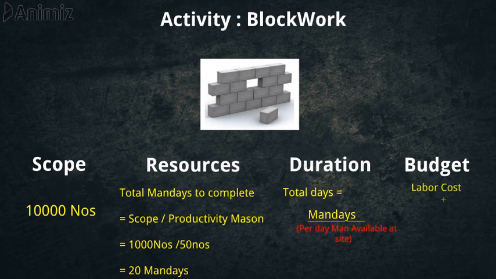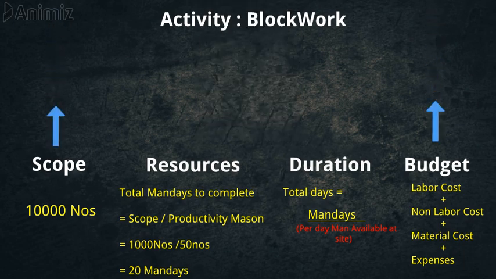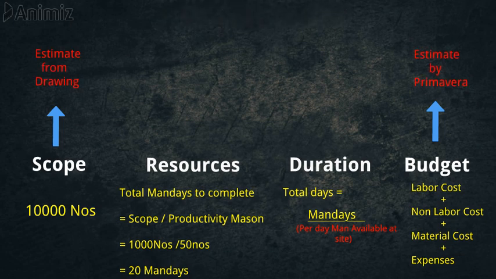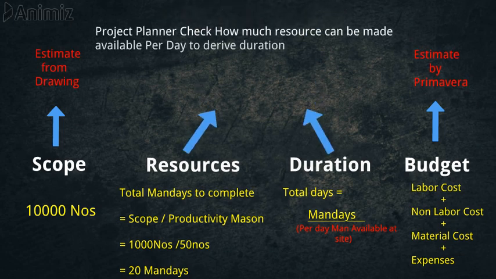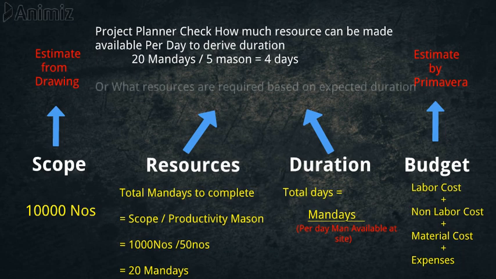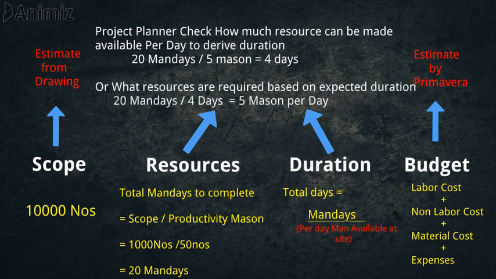Now coming to budget. The total cost of block work will be the total labor cost plus the total non-labor cost plus the total material cost plus other expenses, which add up to the budget of the activity. Now the scope is from the drawing, and the budget is estimated by Primavera. So the planner either estimates the resource or the duration. Now if the project planner checks how much resource can be made available per day to derive the duration, and if 5 masons can be made available, then the duration will be 4 days.